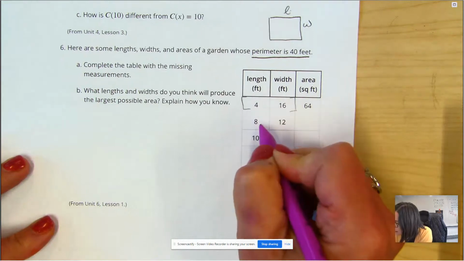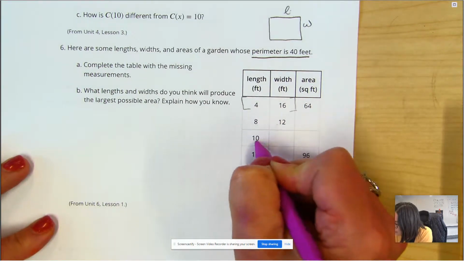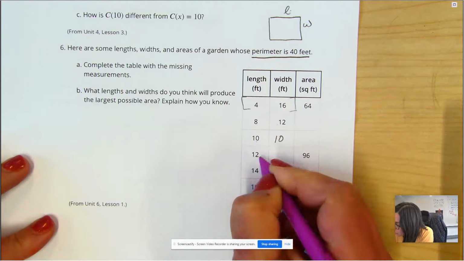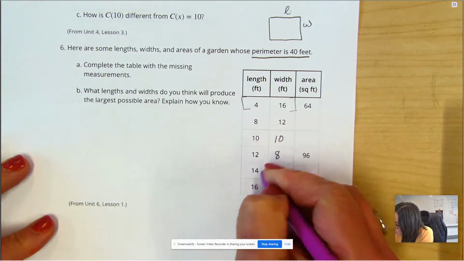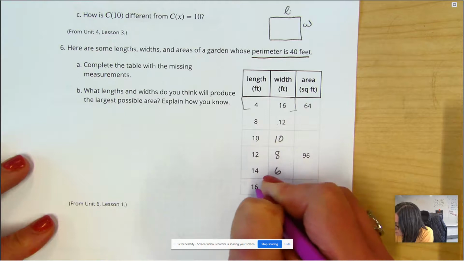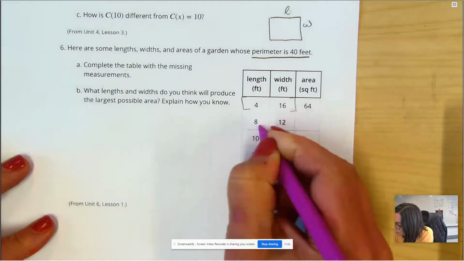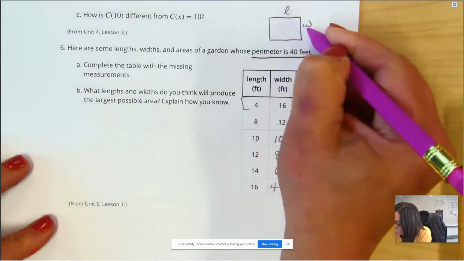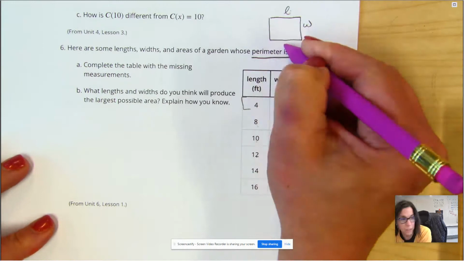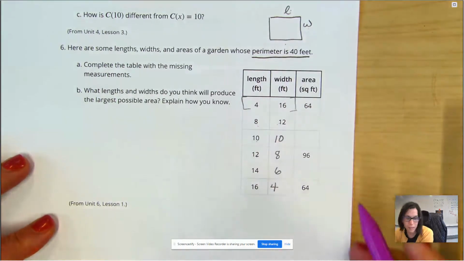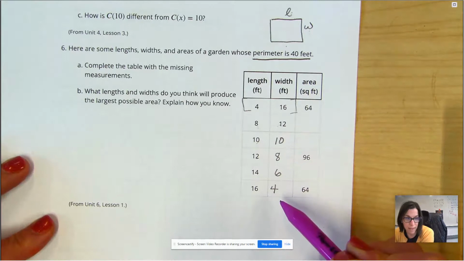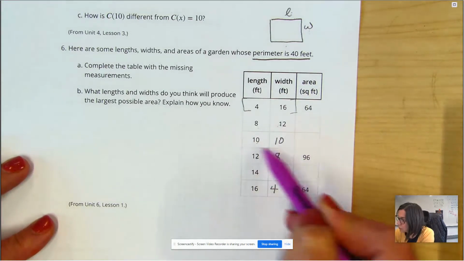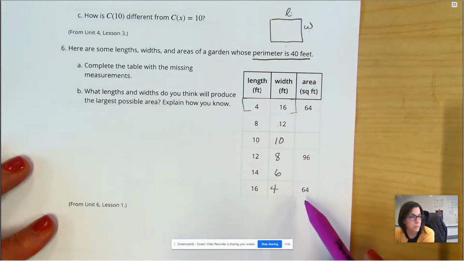14 and 6, 8 and 12, 10 and 10. 12, hey, that's the same as this one, just flip. 12 and 8, 14 and 6, 16 and 4. And I thought about these adding up to 20 because that would be half of the rectangle, and we just duplicate that over here for the other width and length. All of these would keep a fixed perimeter of 40. Interesting that all of these have the same perimeter, but their areas would not. Maybe some of them would be the same, but a lot of them would be different.